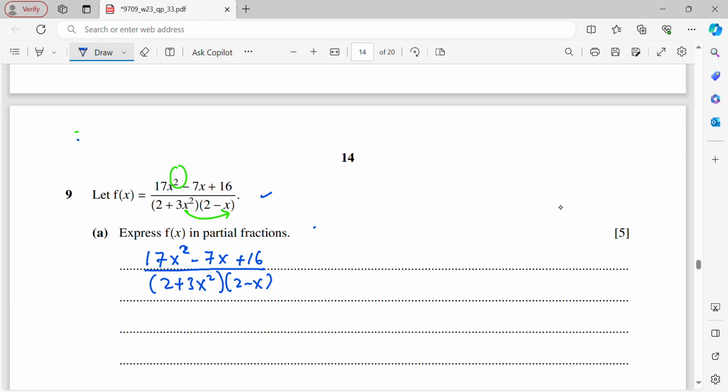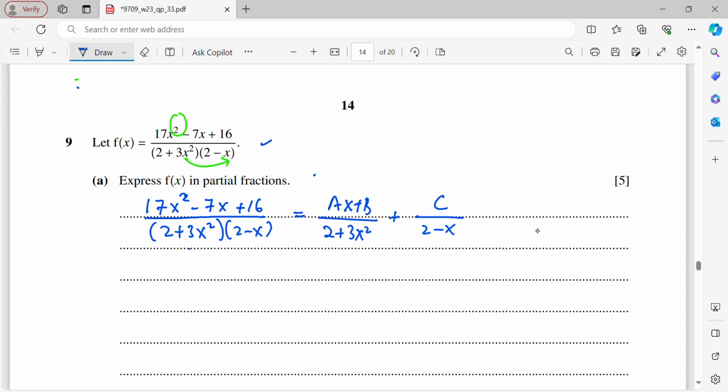Now for partial fractions, look at the first term. This is a quadratic that cannot be factorized, so we have to rewrite it, and the numerator is a linear function, so ax plus b. Now, the next one is 2 minus x. This is a linear factor, therefore the numerator is a constant c.